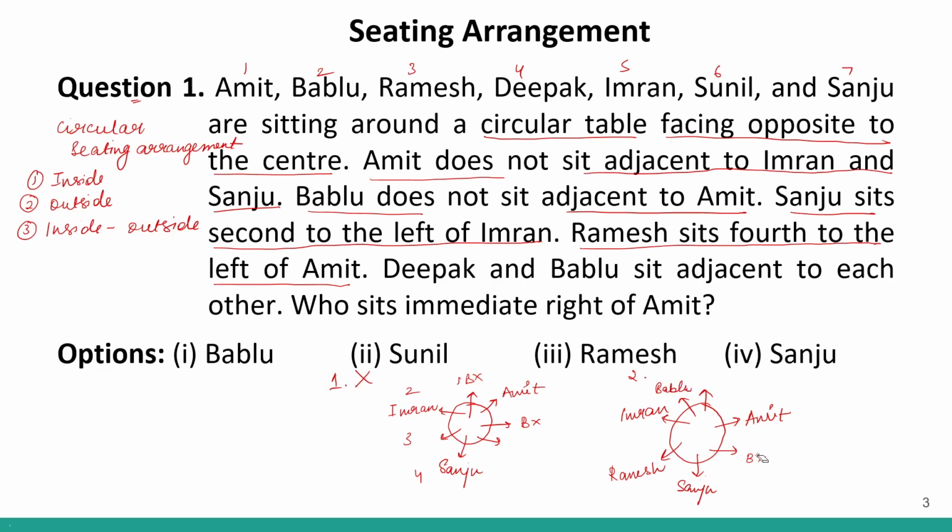Now we get two empty positions. It is given to us that Deepak and Bablu sit adjacent to each other. So next to Bablu we will have Deepak. Correct? Now only one person is remaining, that is Sunil. So I can put Sunil over here. So this will be my final arrangement.